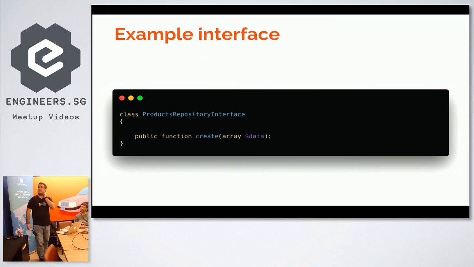This is an interface example. We have this product repository interface. In this case, it is just exposing one method called create. It takes an array of data, and that's it. Whatever implementation you have for this interface needs to abide by this method. That is the purpose of an interface. As this goes, we have our endpoint, and if we have an endpoint that is serving any type of data to our consumers, we need to abide. We need to protect that endpoint, and that endpoint is our contract.